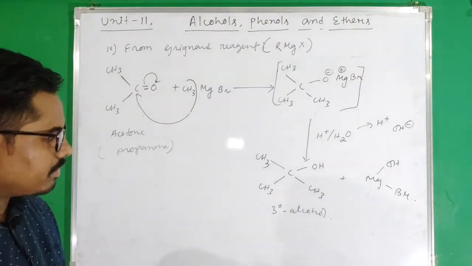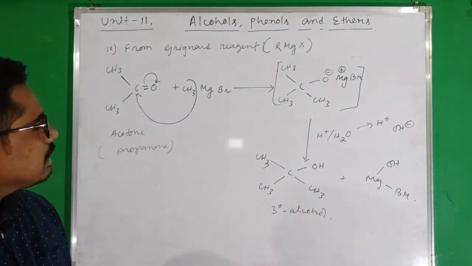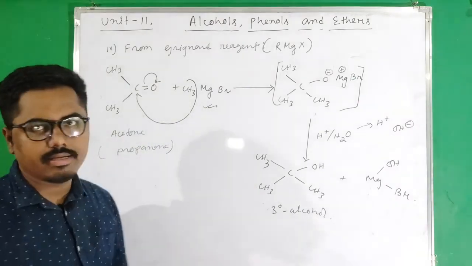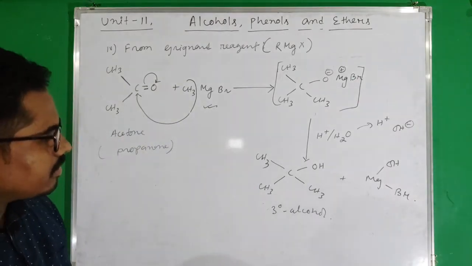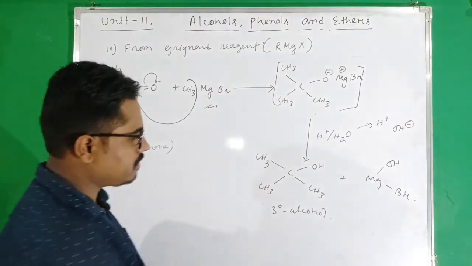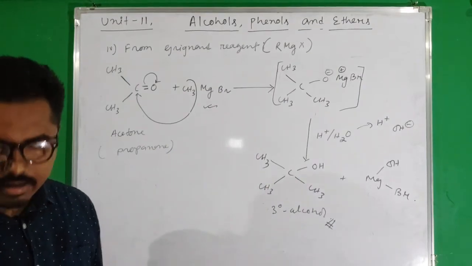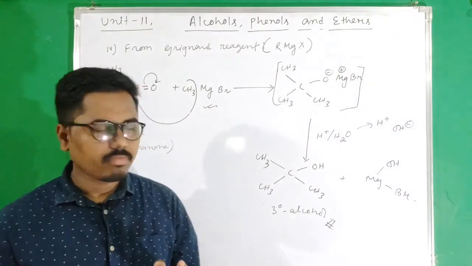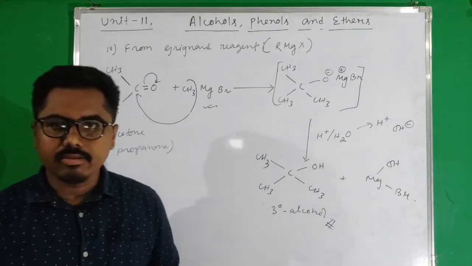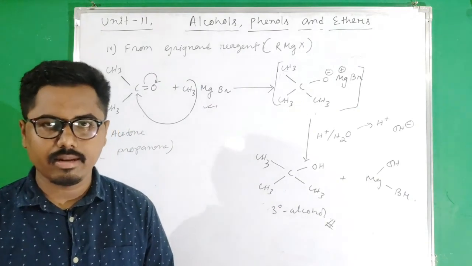So you have to remember that formaldehyde gives primary alcohol when formaldehyde reacts with Grignard reagent. All other aldehydes give secondary alcohols, and then all ketones give tertiary alcohols. So in exams, questions are asked: write one method for the preparation of tertiary alcohol. Okay, so in this class we have studied the general methods for preparation of alcohols.